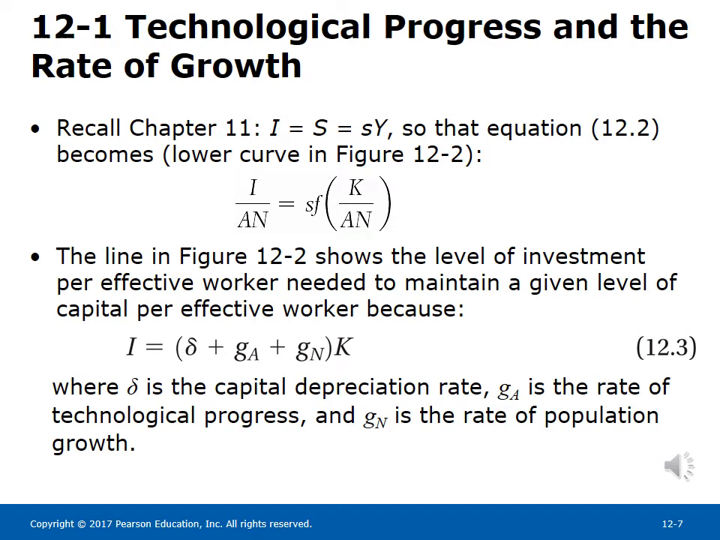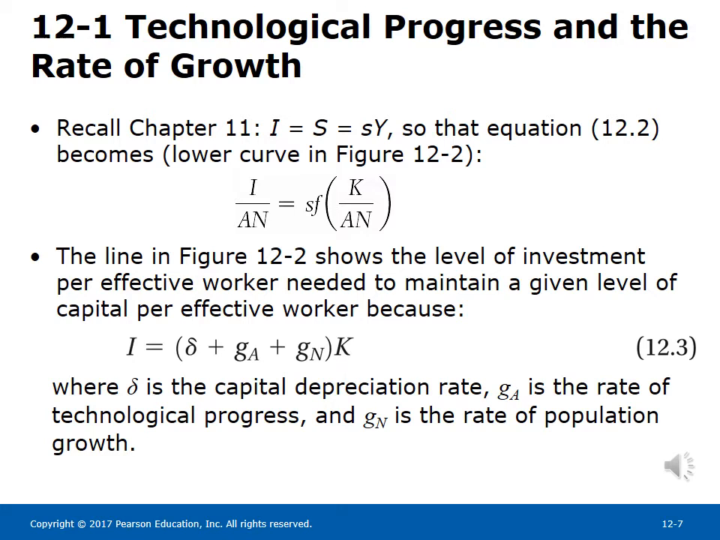(12-1) Technological Progress and the Rate of Growth. Recall from Chapter 11. Investment is equal to savings, which is a constant fraction S of output Y, so that equation 12.2 becomes the lower curve in Figure 12-2, shown on the next slide, when we divide both sides by AN to get investment per effective worker. I over AN is equal to S times Y over AN. Replacing Y over AN by its equivalent term, a function of K over AN, from equation 12.2, we get I over AN equals S times a function of K over AN.